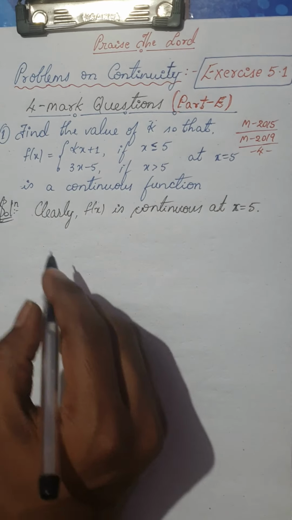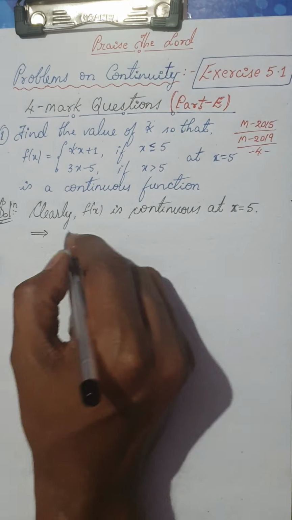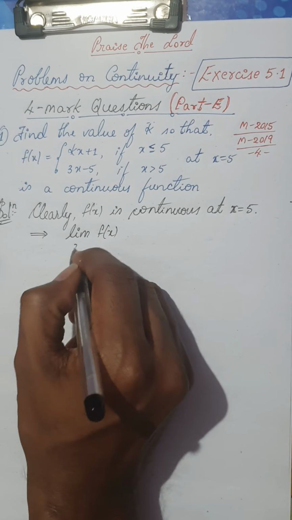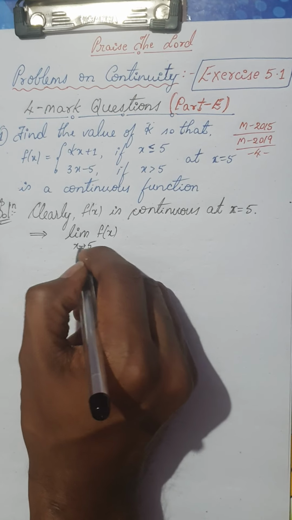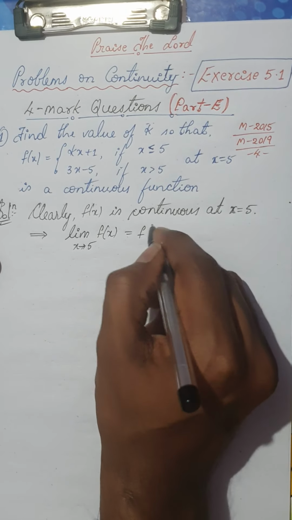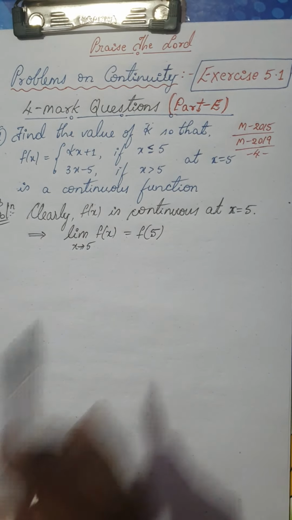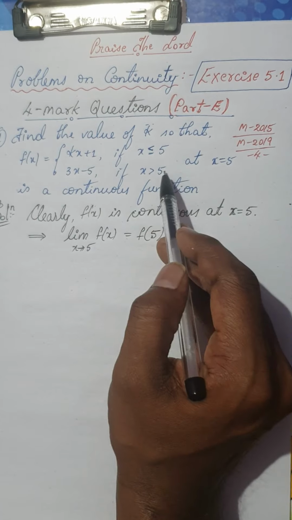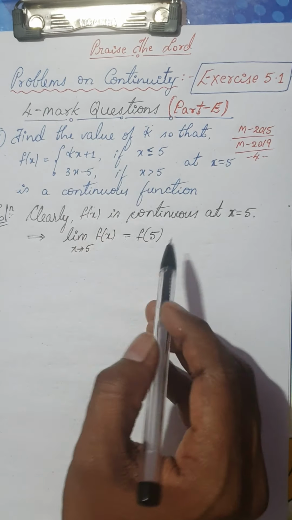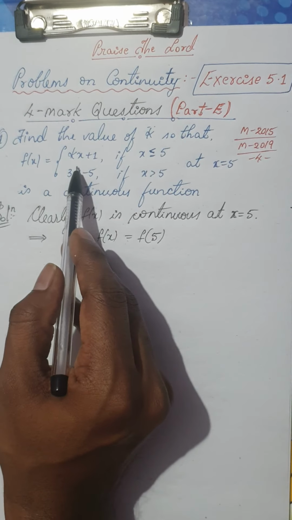What do you mean by continuous? Remember, don't forget to write this step. That means the limit of f of x as x tends to 5, remember here a is 5, is nothing but f of 5. This is the basic definition of continuity. Now here the function is not given for x equal to 5.